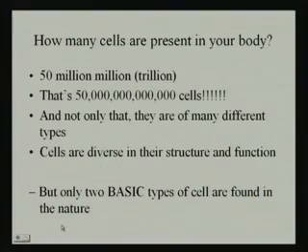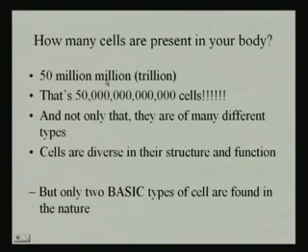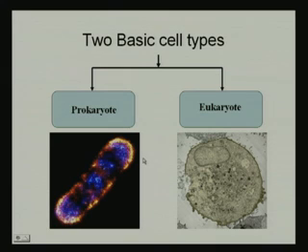And obviously the question comes: in your body, how many cells are present? Obviously, we are eukaryotic and multicellular organisms. So how many cells are there in our body? It is 50 million. That means it is in the tune of trillions of cells. And not only that, they are of different types. The cells are diverse in structure as well as in function. But if we look at the basic type of cell, we can find that all cells can be divided into two broad categories. One is the prokaryotic or primitive nucleus cell, and the other is the eukaryotic or true nucleus cell.